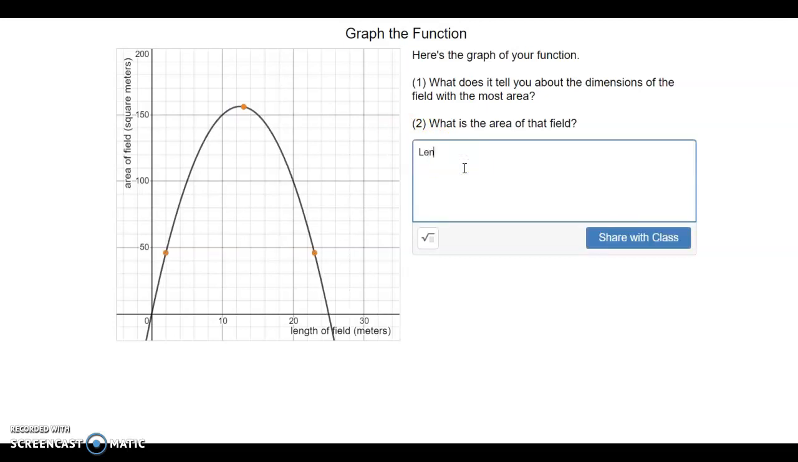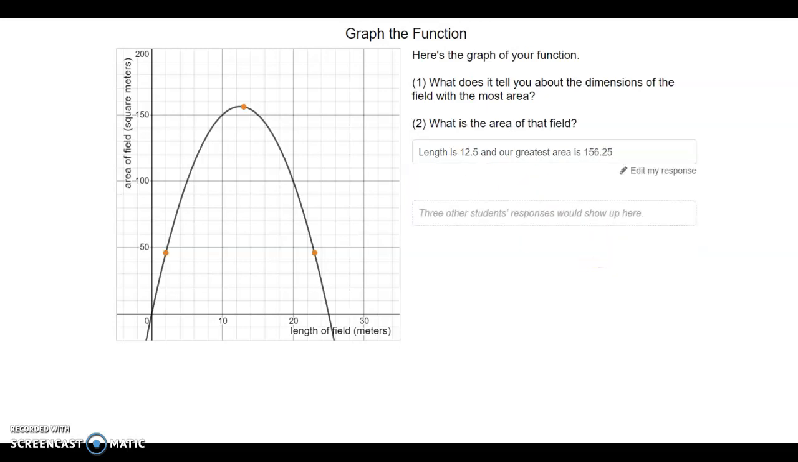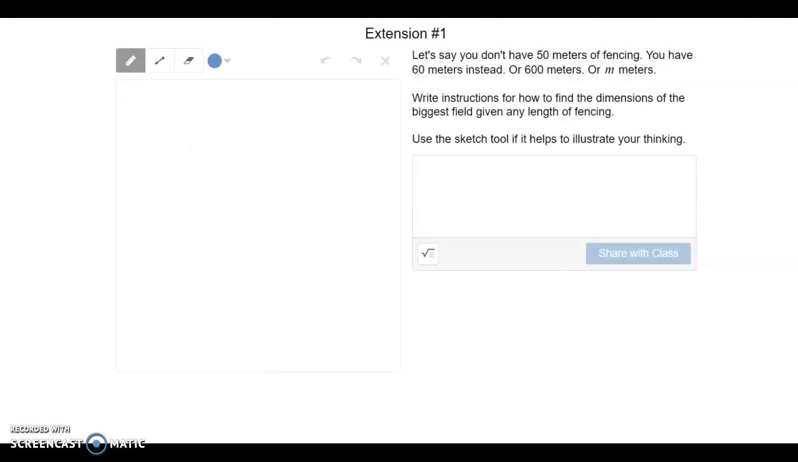So length 12.5 is the highest, and our greatest area is 156.25. Then once you hit share with class, we'll be able to see your answer.